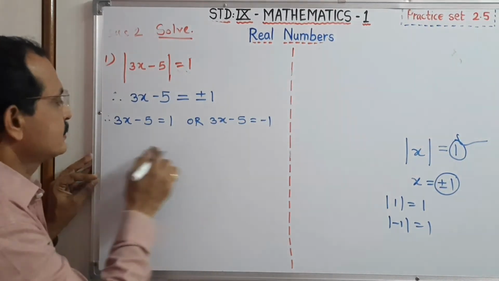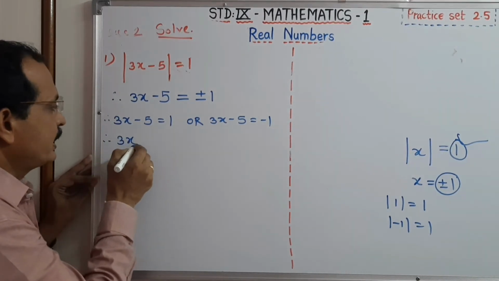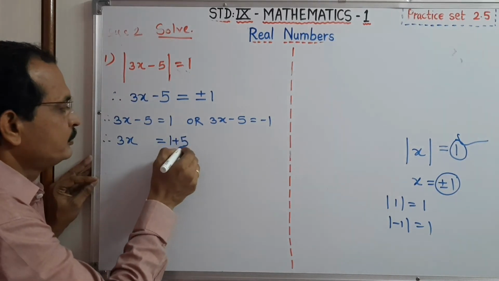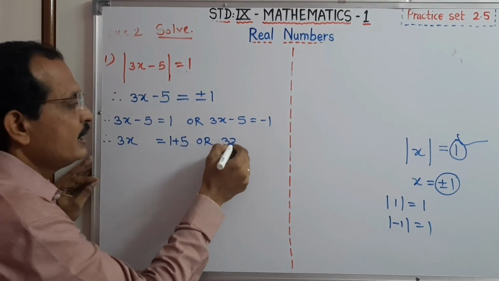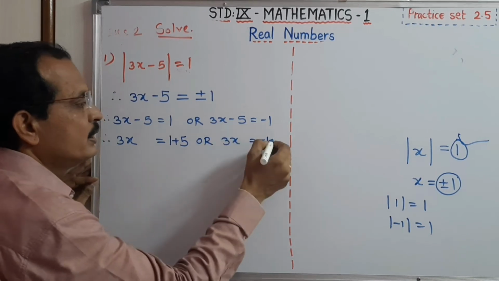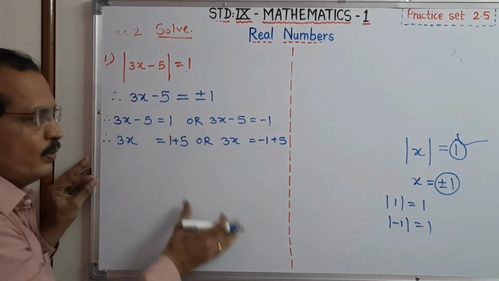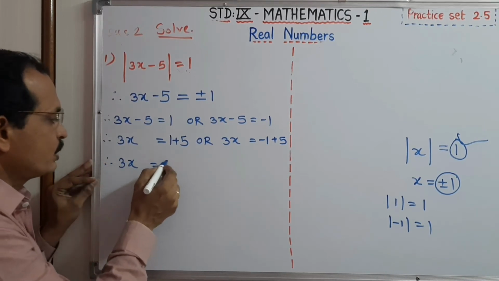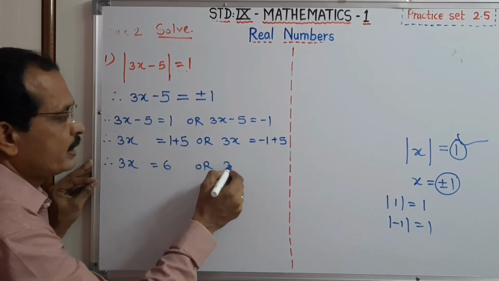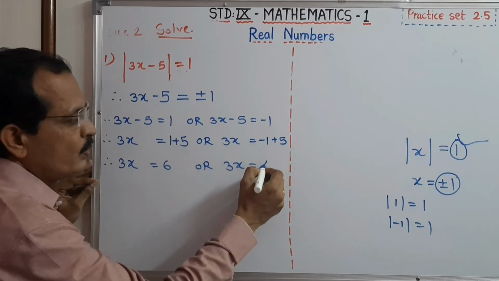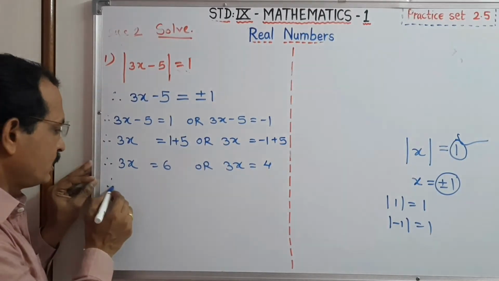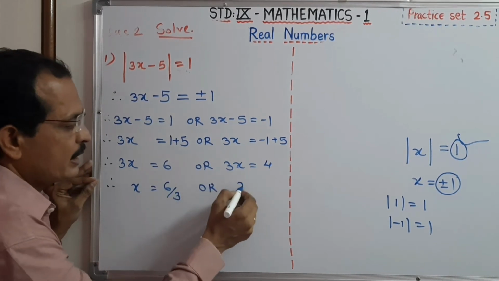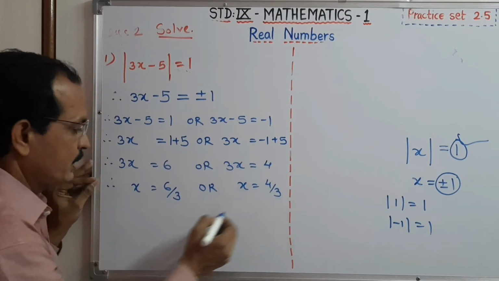Now, we have to solve this. Therefore, 3x is equal to, this minus 5 goes to that side, it becomes plus 5, or we can say that 3x is equal to minus 1 plus 5. Both we have to solve simultaneously. Therefore, 3x is equal to 6, or we can write 3x is equal to 4. Now, dear student, x is equal to 6 upon 3, or we say that x is equal to 4 upon 3.